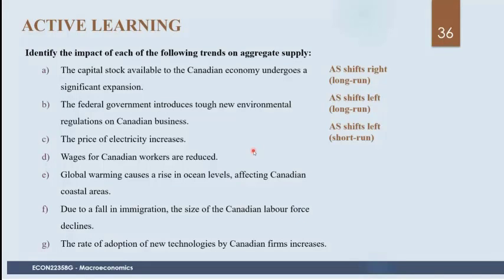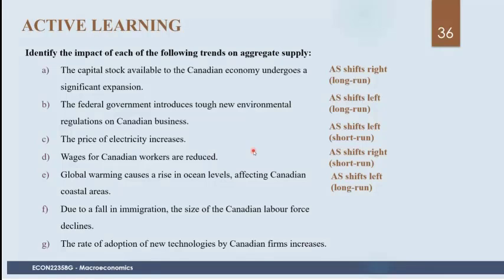And wages, of course, is another input price, so that's just going to affect the short run aggregate supply curve. And which direction would it shift? Yeah, it would shift to the right because wages are now lower, they're cheaper. So CE, we have a global warming, so this is again more of a long run thing, so it would shift it to the left.